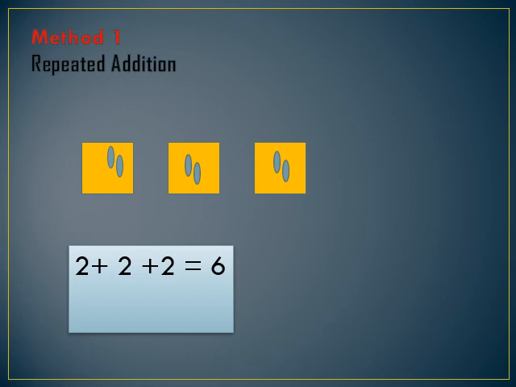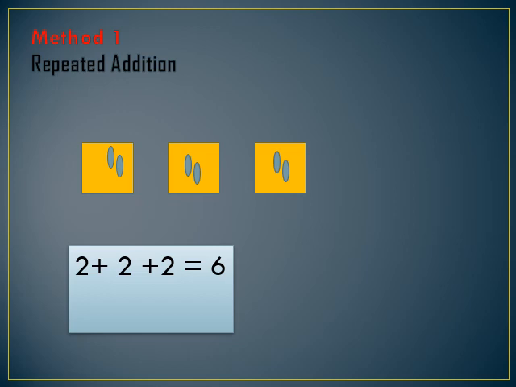There are three boxes, as you can see in the picture also, and there are 2 eggs in each box. So how many eggs are there in all? See children, there are two methods to find the number of eggs in all. So let us start. Method 1.